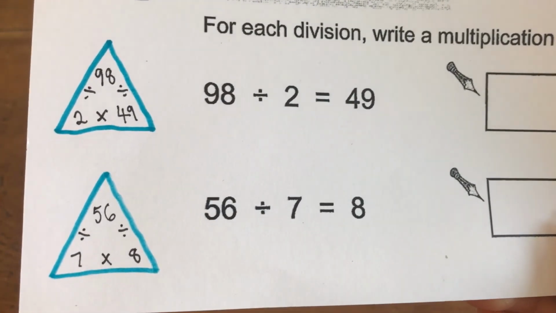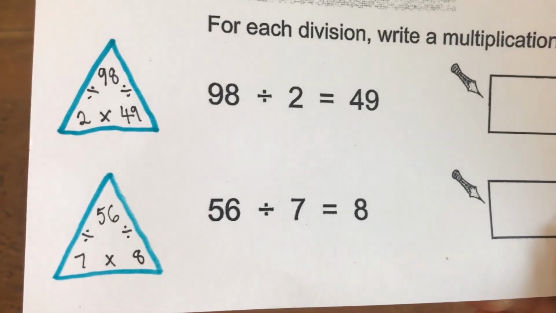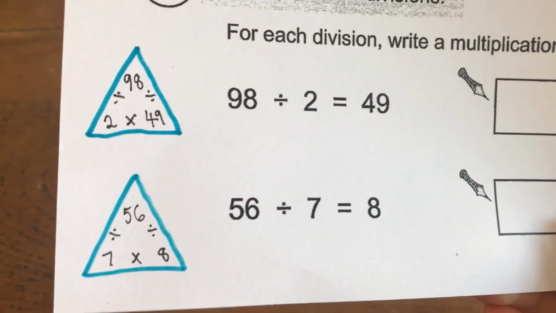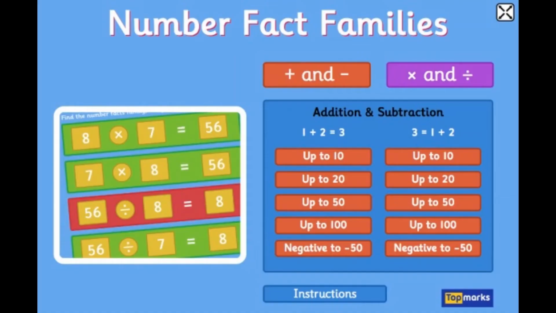and think, oh, which multiplication could I write, which would use the same numbers as those divisions and be part of the same family.